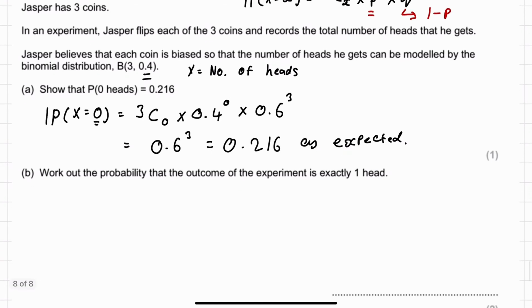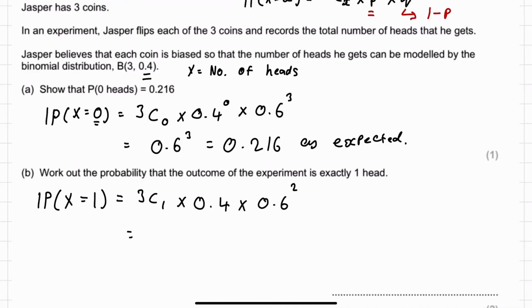Work out the probability that the outcome of the experiment is exactly 1 head. So we want to find the probability that X equals 1. So we're going to follow our formula. n choose x, so that's n is 3, choose 1, times the probability of success, which is 0.4, to the power of x, which is just to the power of 1, which doesn't really make a difference, times the probability of failure, 1 minus p, or q, which is 0.6, to the power of 3 take away 1, which is 2.